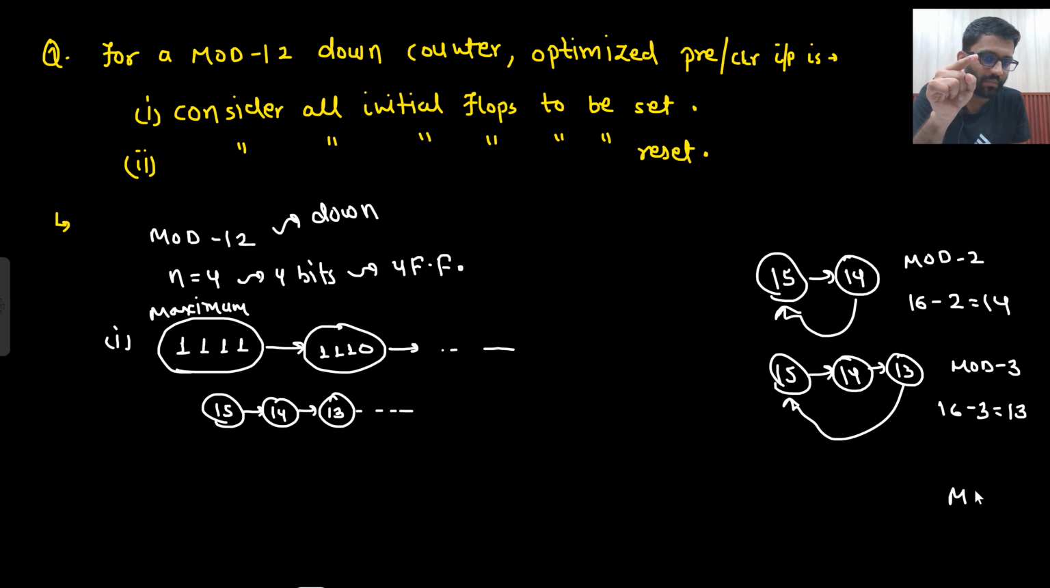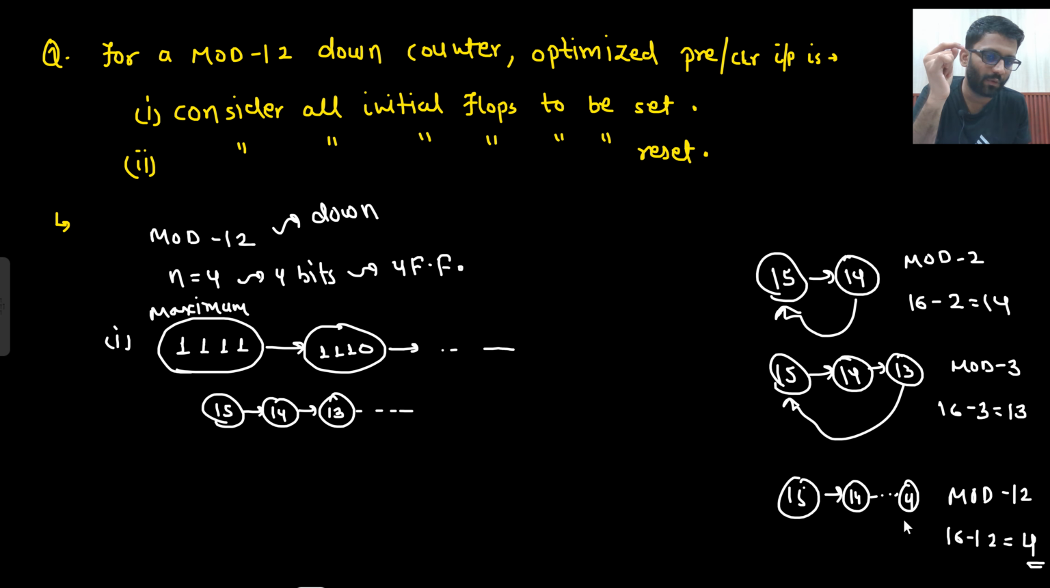If I need to design a mode 12 counter, what will be my final state? 16 minus 12. So my final state will be 4. So this is your aptitude. Even wherever you have studied this topic, even your teacher will not tell you this. You need to think on your own.